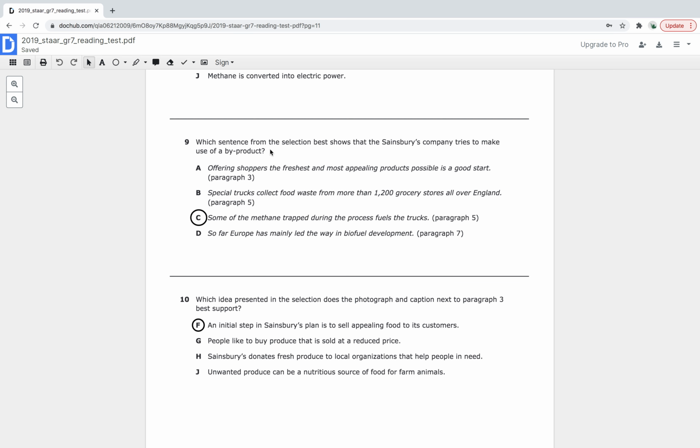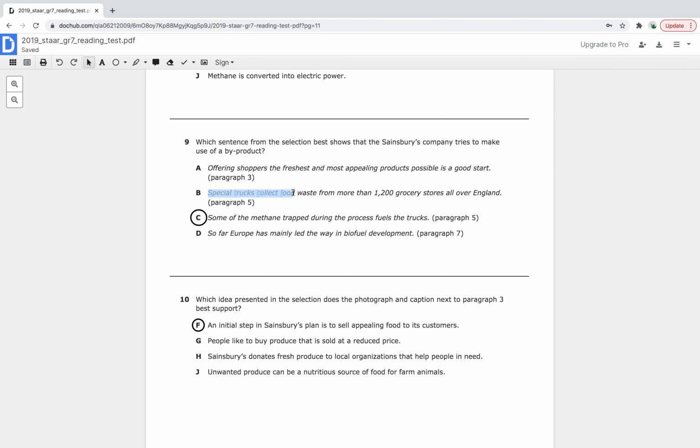Which sentence from the selection best shows that the Sainsbury's company tried to make good use of their byproduct? Offers shoppers the freshest and most appealing product possible is a good start. So this doesn't show anything because they're not making use of the byproduct. The sentence doesn't even talk about the byproduct, so they're obviously not making use of it.